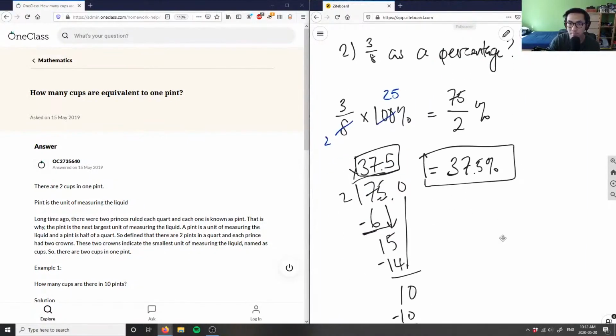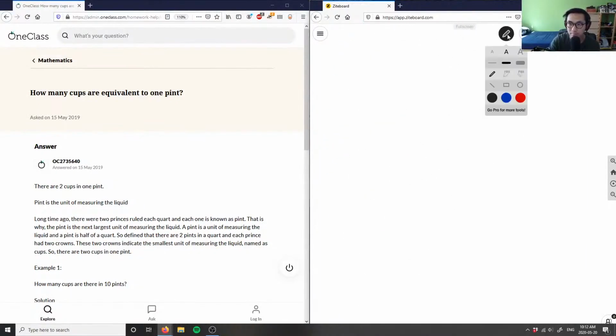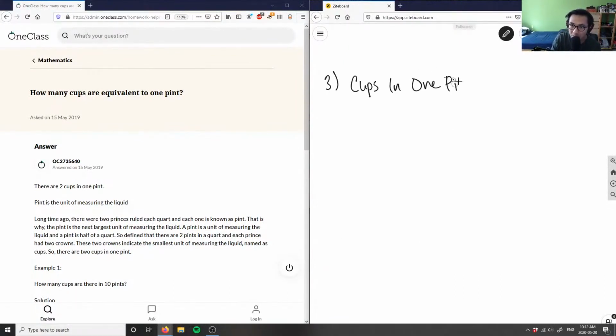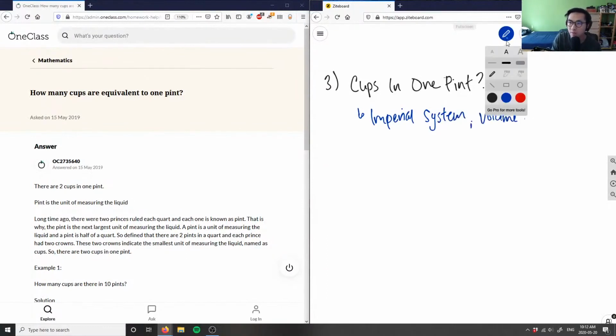Okay, number 3. How many cups are equivalent to 1 pint? Cups in 1 pint. So again, what we're doing now is we are working in the imperial system, and we are measuring volume here. So what we want to do here is we're looking at the imperial system.